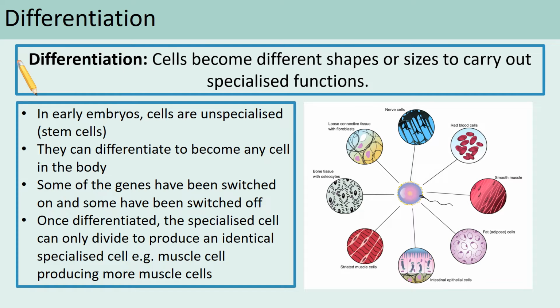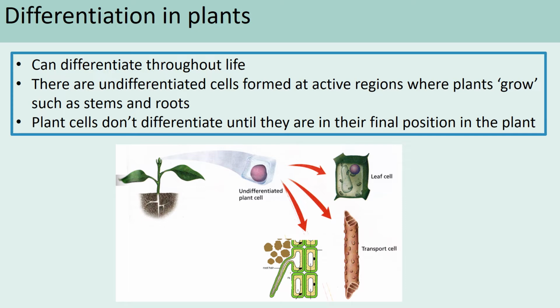So if a cell is differentiating, they're becoming any cell, and we'll look at something called stem cells. So stem cells are a certain type of cell that can differentiate and specialise into all sorts of different cells. Once they're differentiated, they can only divide to produce that specific cell. So once a cell becomes a blood cell, it can only produce more blood cells through mitosis.